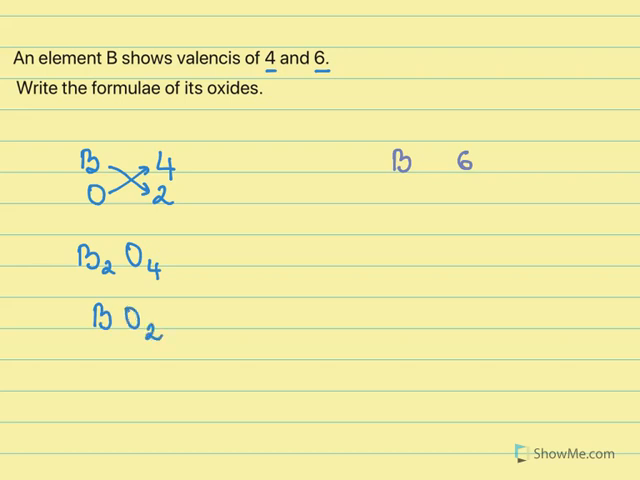And in the second case we have valency 6, O we know is 2. Now again we crisscross, so we get B2O6. You take 2 common out, BO3. That will be its oxide. So it forms 2 kinds of oxide, BO2, BO3.